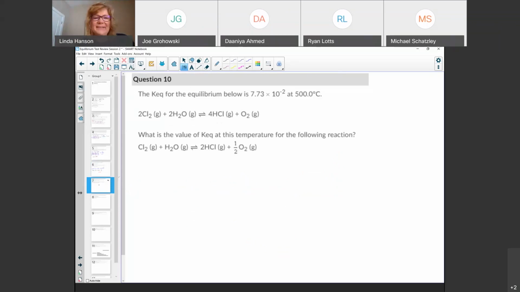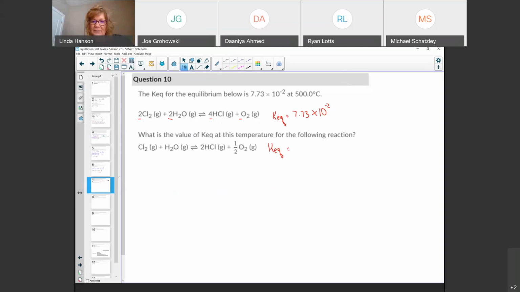Oh, this exact same question, just different. How do you like that? Again, I just saw a few places where people tripped on this, so I grabbed a few example questions on this particular topic. Here's my original equation: 2 units of chlorine, 2 units of water, making 4 HCl's and 1 oxygen. And it's giving me the equilibrium constant of 7.73 times 10 to the negative 2. What is the equilibrium constant for the reaction below?